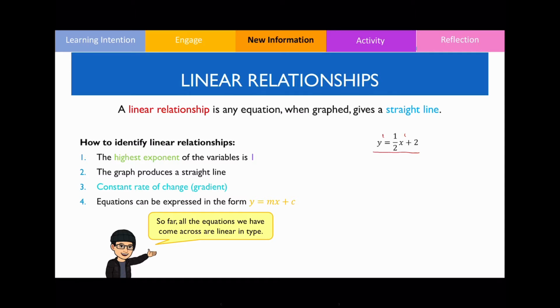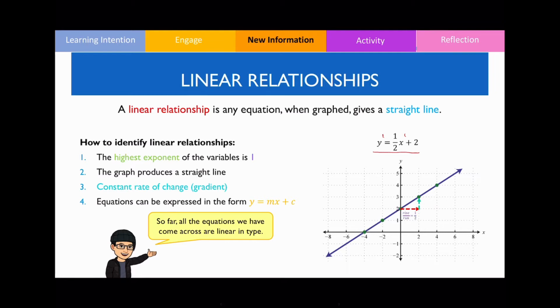The third dot point says that you will have a constant rate of change, which means that your gradient will be uniform as you go from left to right of the graph. So for instance, if you were to graph this particular equation over here, notice that your gradient is going to be constant as you move left to right along the actual straight line. So as you can see, if I move 2 units to the right, this will always increase by 1 unit, and this will always be uniform throughout the actual graph itself.